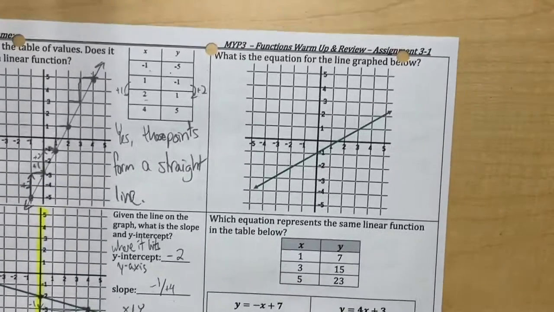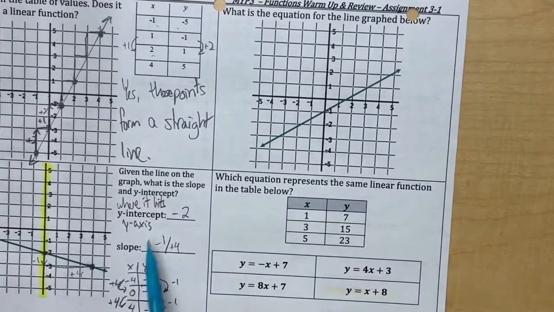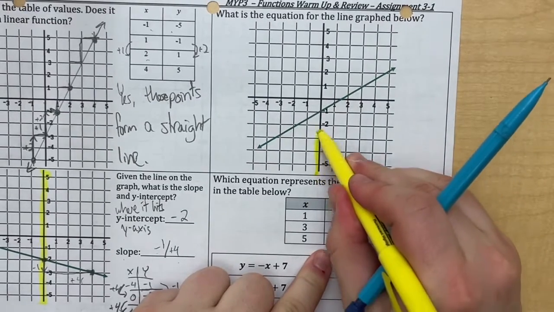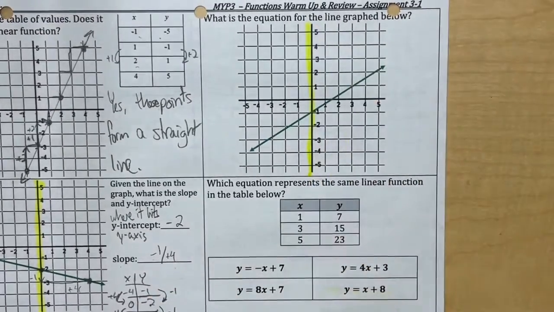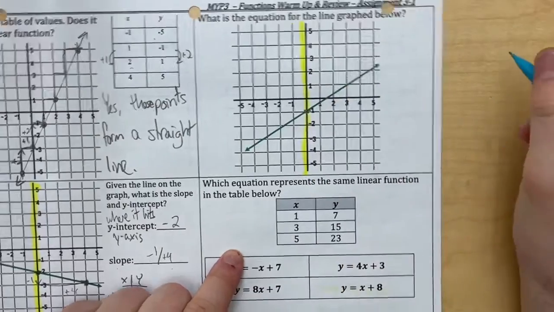Lastly, we have 2 last questions. So it says, what is the equation for the line graph below? So it's very similar to this problem in the bottom left. First, identify that y-intercept. Again, highlight your y-axis. That way you can see where it hits the y-axis. And so we're going to say, well, it hits at this point of -1.